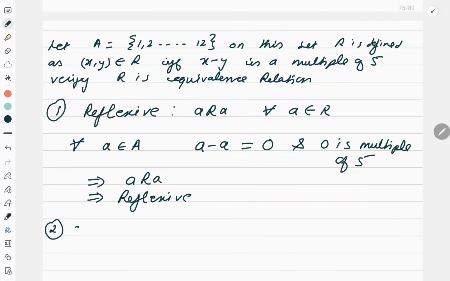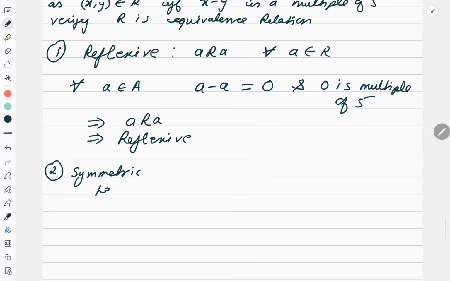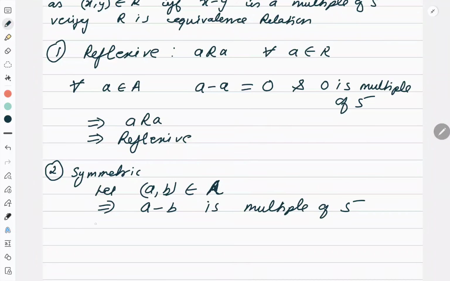Now second is symmetric. Let (a, b) belong to R. Implies A and B are from A, that's why (a, b) is from R. Now what is the definition of R? That x minus y is a multiple of 5. So I will say a minus b is a multiple of 5. Implies a minus b is some 5k.